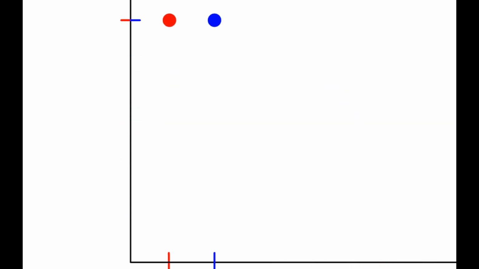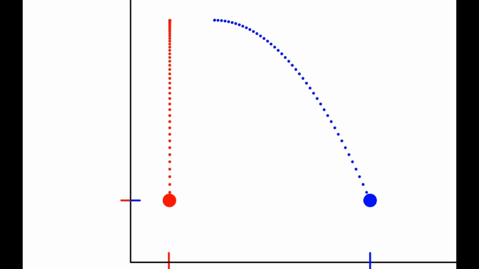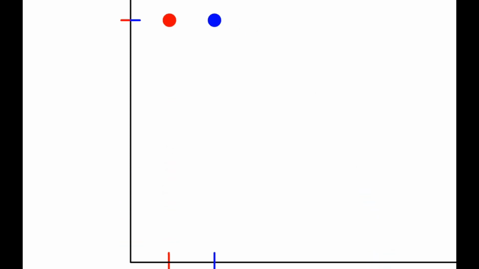What is projectile motion? Projectile motion is the motion of an object thrown or projected into the air, subject only to the acceleration of gravity.